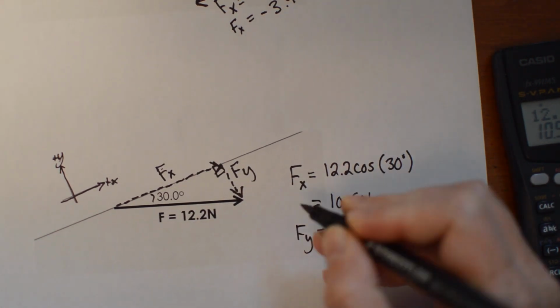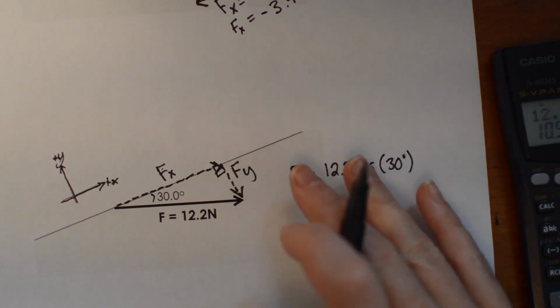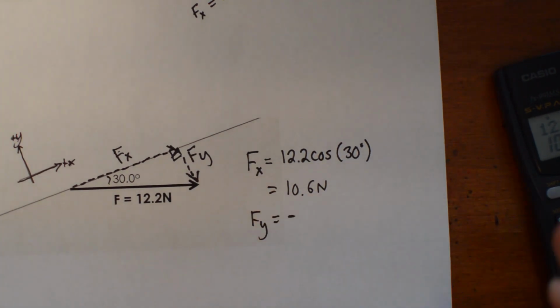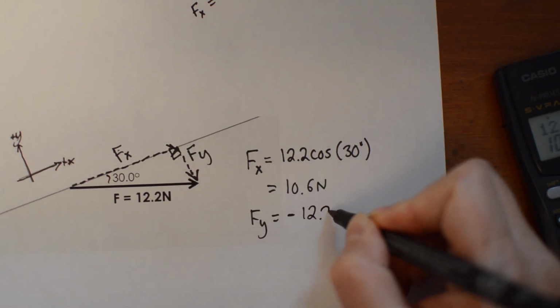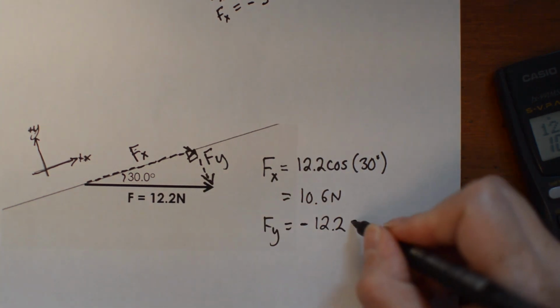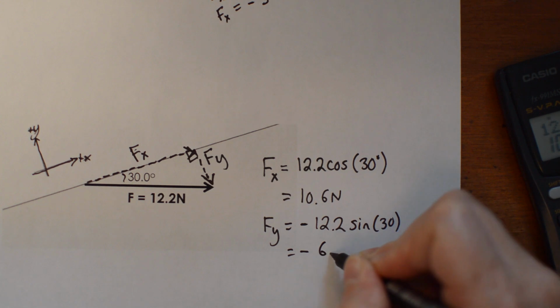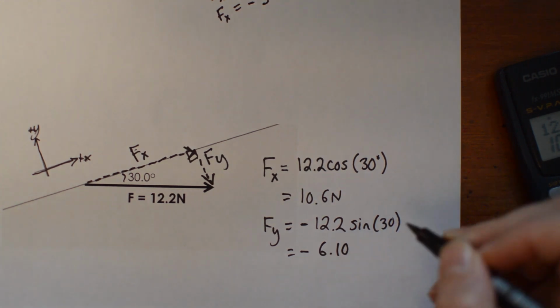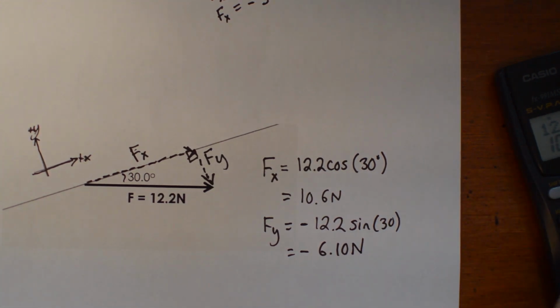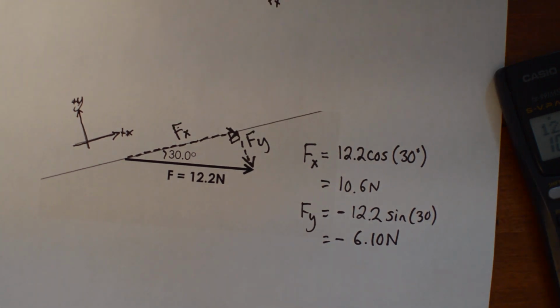Fy is going to be negative because it's into the hill, whereas y is positive out of the hill. It'll be negative 12.2, and then it's opposite my angle, so sine of 30. So that's going to be negative 6.1. And I actually need to add a 0 there just for sig figs, newtons, and we're good there.